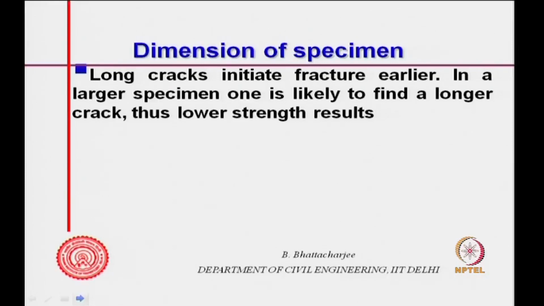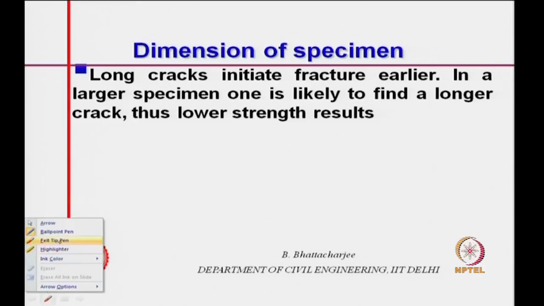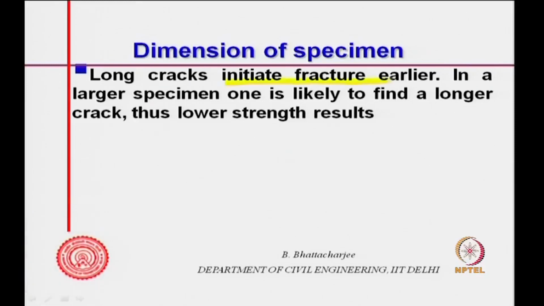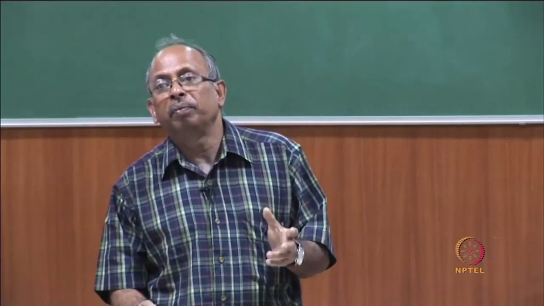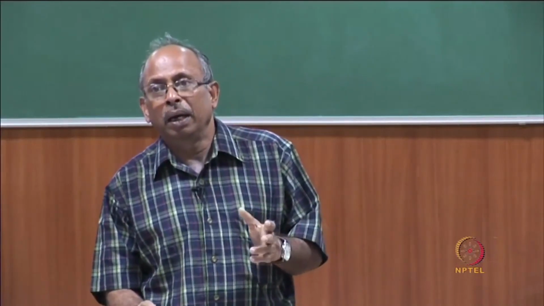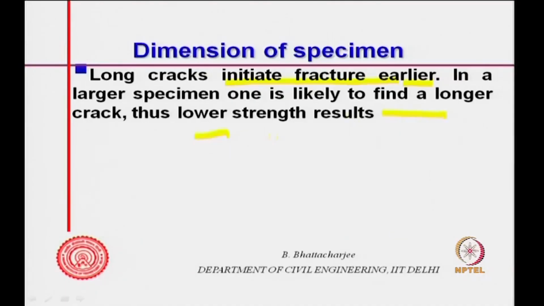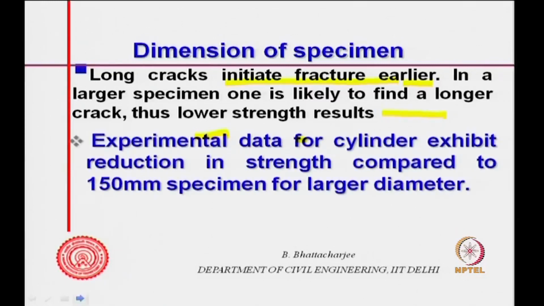Why? Because long cracks initiate fracture earlier. So, in a larger specimen you are likely to find a longer crack or longer fissure right in the beginning, and therefore, in a larger specimen one is likely to find longer cracks, thus lower strength results. So, this is something called the size effect. The larger the size, the lesser is the strength. Experimental data for cylinders exhibit reduction in strength compared to the 150 mm specimen for larger diameters.